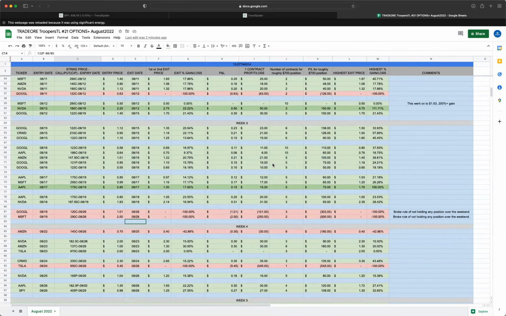Anyway, so week 3, another great week. We pretty much nailed it the entire week except on Friday, where we made a mistake of taking trades for the following week.